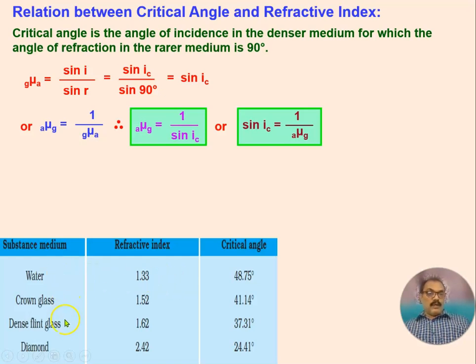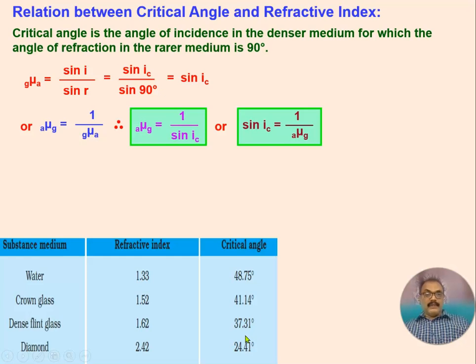Substances: water, crown glass, dense flint glass and diamond. And the refractive index one should know. Refractive index of water is 1.33, at least you remember 1.3, its critical angle is 48. Crown glass 1.5, its critical angle is 41. And diamond, you see that 1.62 refractive index. Because of high refractive index, it has a very small critical angle.